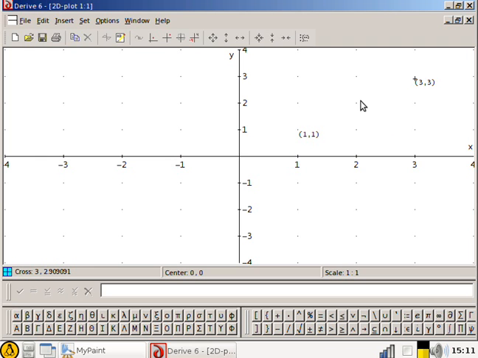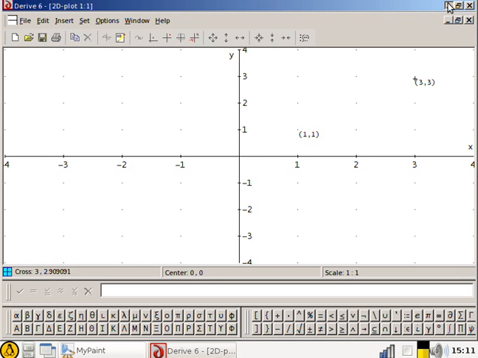And you can calculate this. What you do is you add the x's together. So 1 plus 3 is 4, and then you divide by 2, so that's 2. And then 1 plus 3 again is 4, and again divide by 2, so you get 2 again. Okay, so there's nothing much to say about that.